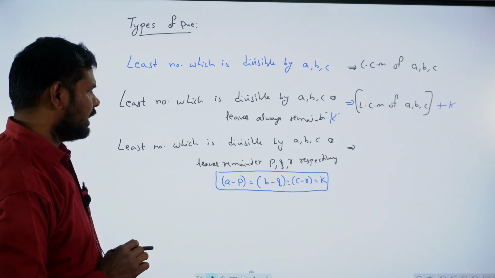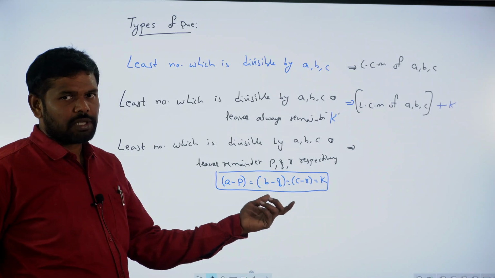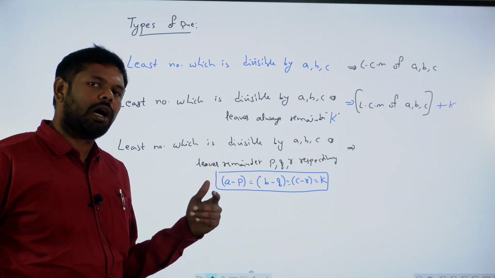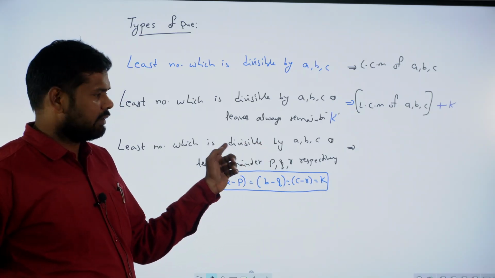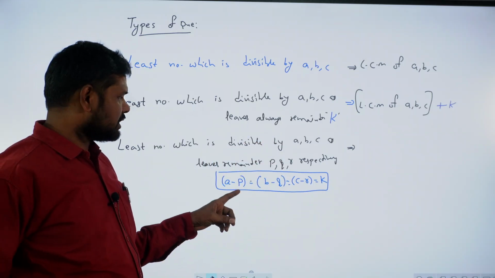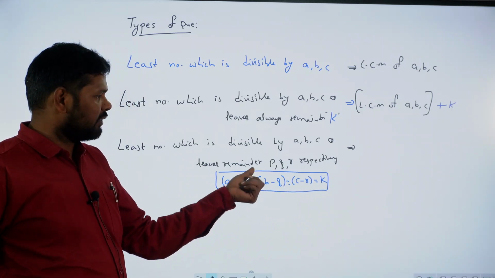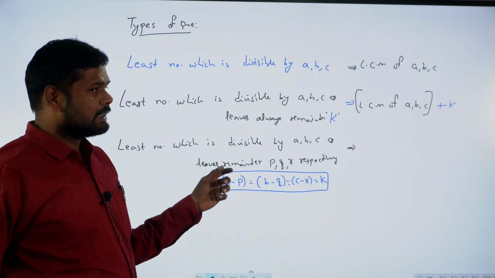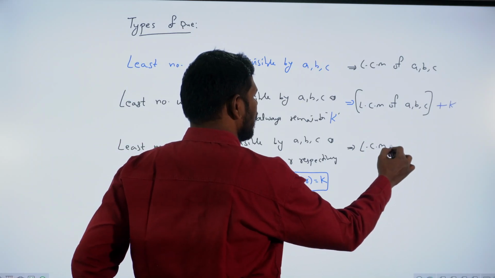Maximum 99.9% of questions have the same difference. Suppose in some questions the difference is not possible, then simply go through the options and eliminate options based on the divisors given in the question. So in this type of question, definitely the difference between the divisor and the remainder is constant. In this case, you find the LCM of the given numbers.